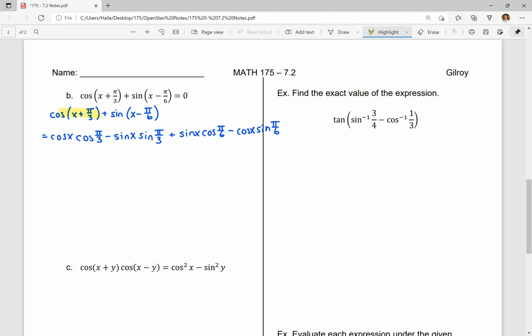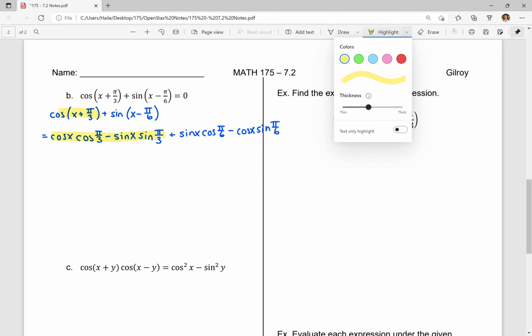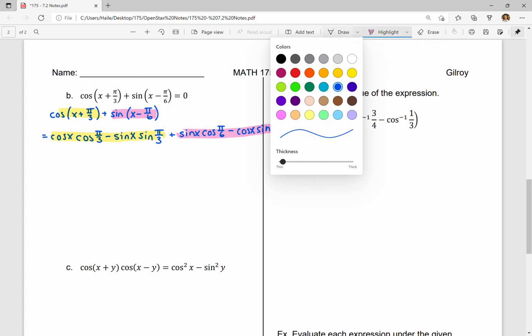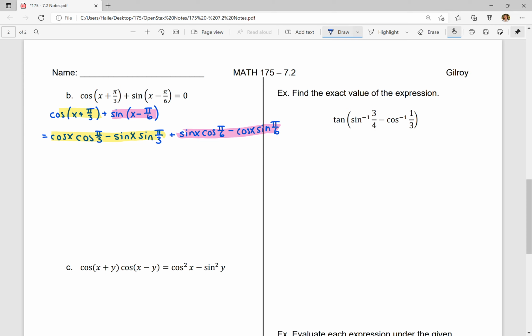All right, so this cosine right here turns into these two terms. So that's our entire cosine formula. And then, let me change colors. This sine formula here turns into these two terms here. So we've expanded out every single thing in this identity. Okay, so let's go back to the pen. Now I want to see how much I can simplify this.